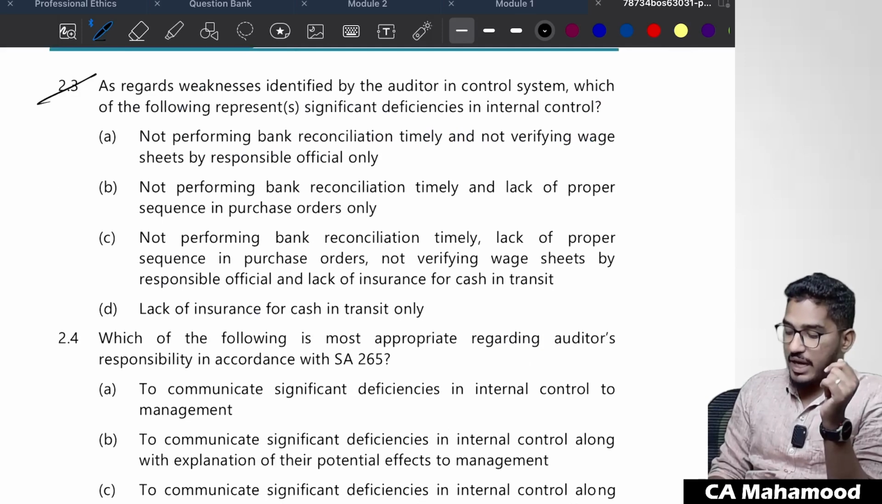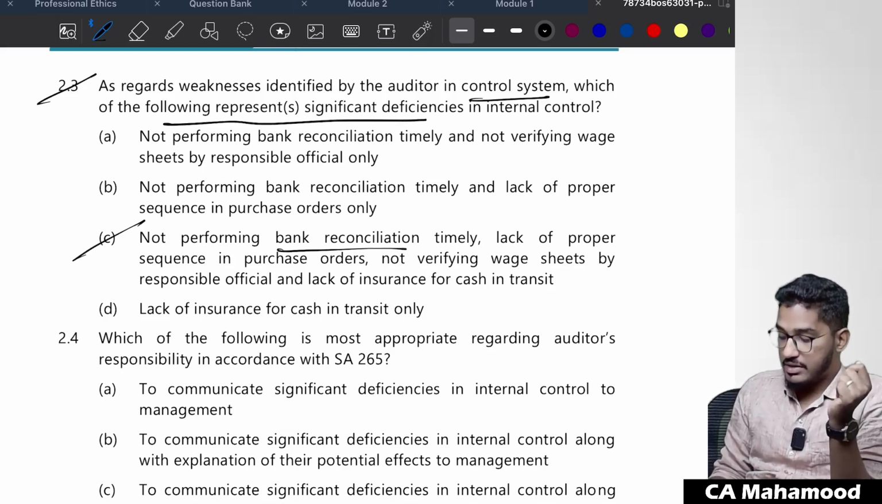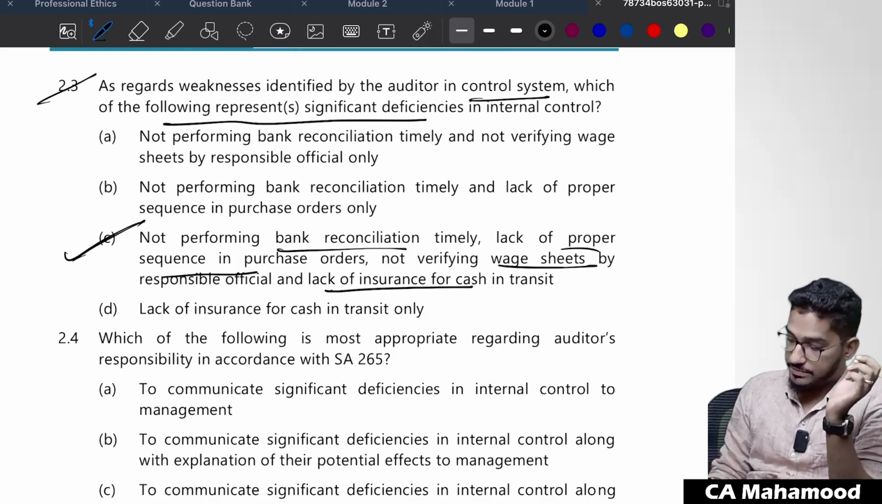Let us come to 2.3. As regards weakness identified by the auditor in control system, which of the following represent significant deficiencies? If you see here, all the control deficiencies lead to significant deficiencies, like not performing bank reconciliation, lack of proper sequence in purchase orders, not verifying cash sheet, not having insurance. Everything is a significant deficiency. So all are significant deficiencies.